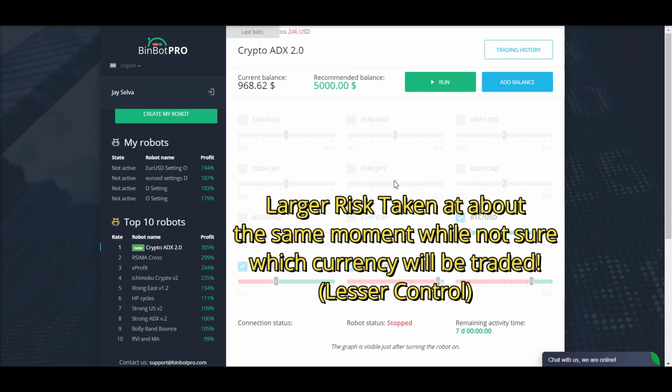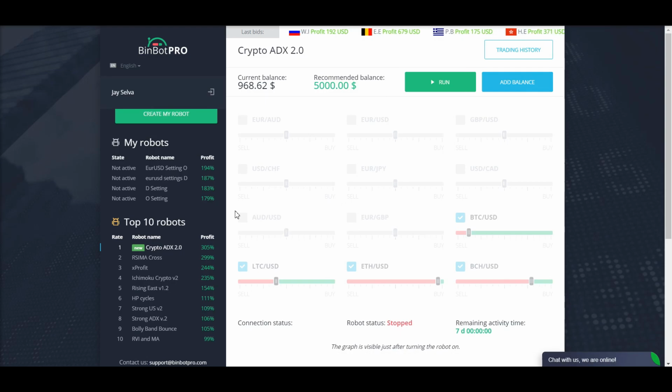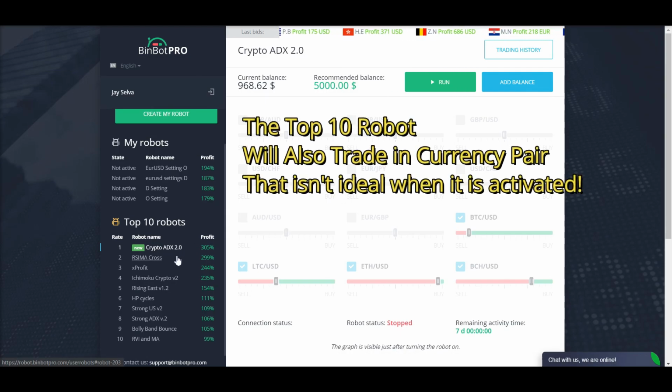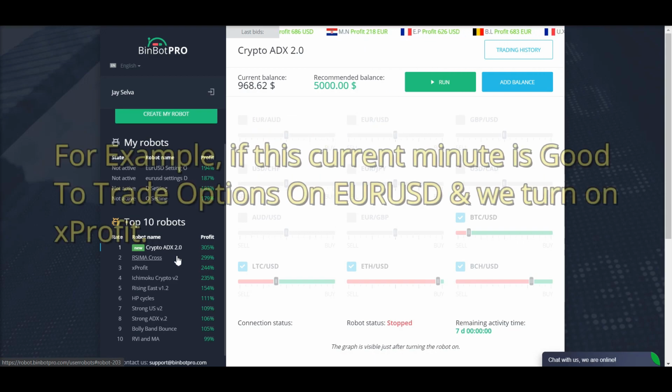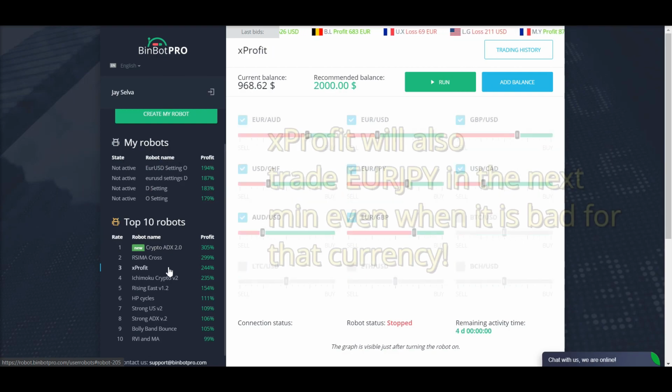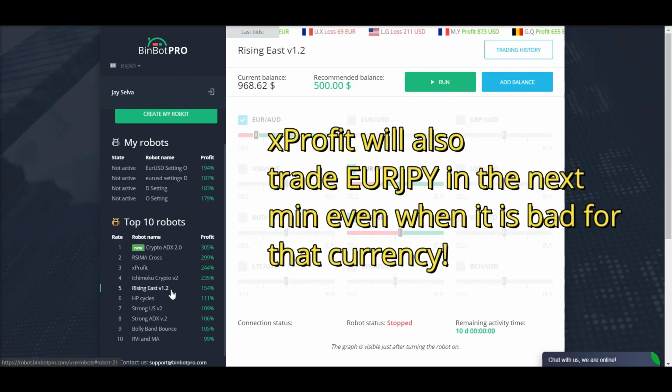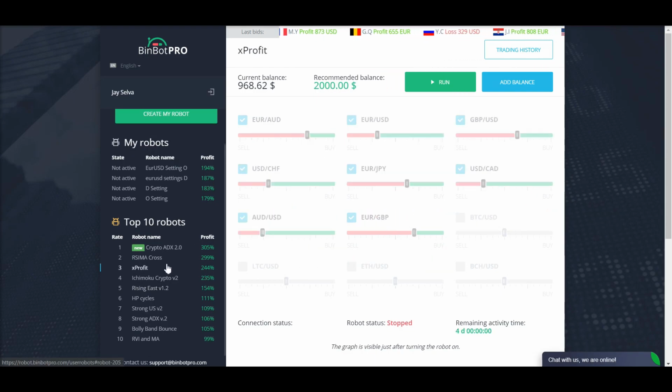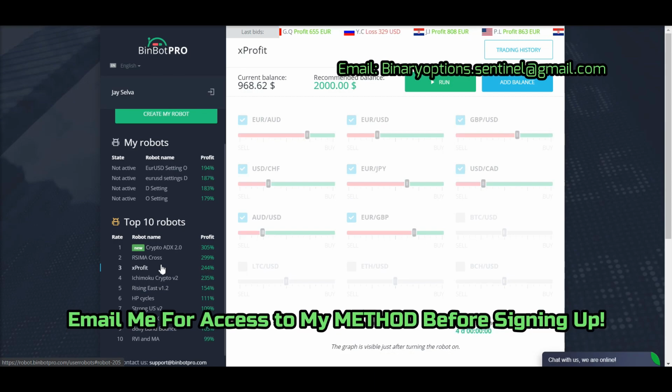I won't know which pair within the top 10 trading robot it will trade at any moment of time, and most of the time the robot chooses a currency pair that is not really ideal to trade at that particular minute. Since each pair has its own price movement, identifying the best time to use the top 10 trading robot is nearly impossible and certainly a waste of money if I wanted to try.